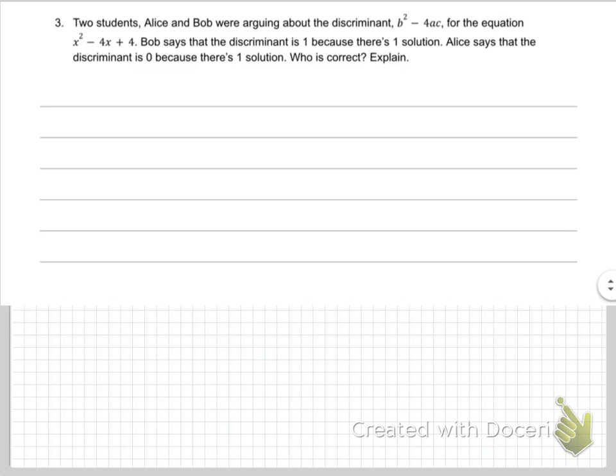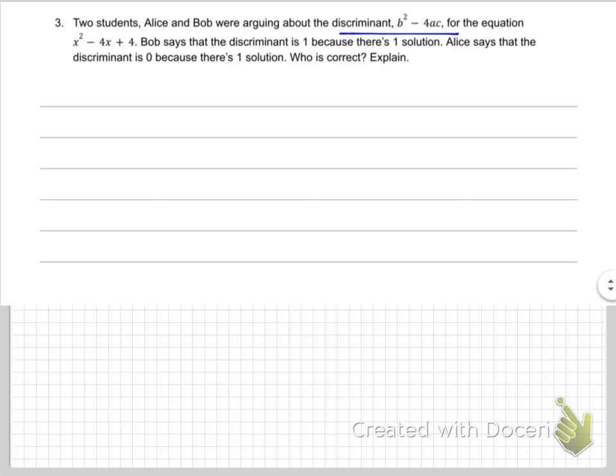For the last problem, two students, Alice and Bob, are arguing about the discriminant, b squared minus 4ac, for this equation, x squared minus 4x plus 4. Bob says the discriminant is 1 because there's one solution. Alice says the discriminant is 0 because there's one solution. Who's correct? Well, first of all, let's talk about the discriminant.